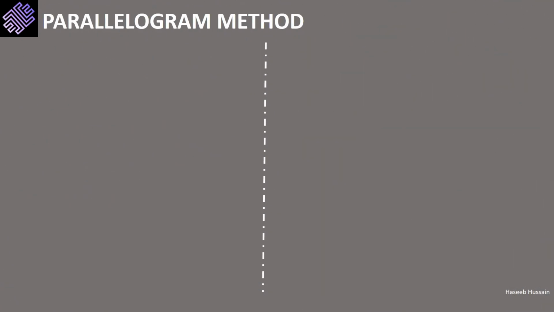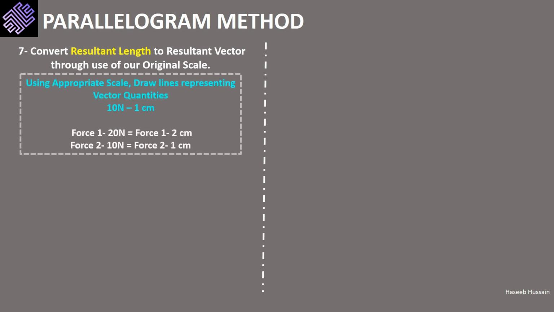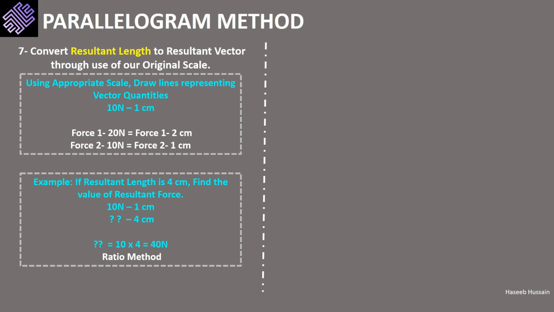We have painstakingly calculated the resultant length, but unfortunately this is not our final answer. We must convert this length into the appropriate vector quantity using our original scale. In this case, our scale was 1 centimeter representing 10 Newtons. Let's assume that our resultant length is 4 centimeters. What is the value of the resultant force of the two vectors? We know that 10 Newtons is represented by 1 centimeter. So 4 centimeters represents, let's assume, an unknown x Newtons. We can simply find the value by cross multiplying, and that is 40 Newtons. This is the ratio method, and it will be assumed that you are comfortable with it. After all, it's not a maths class.